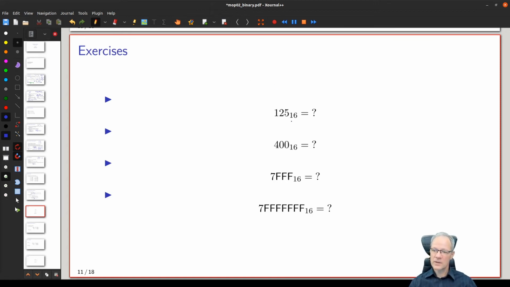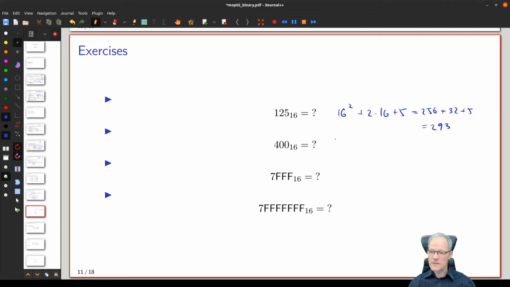Okay, so 125 in hexadecimal. How would we convert that? One way would be to go 16 to the power 2 plus 2 times 16 plus 5, which is 256 plus 32 plus 5, which is 288 plus 5, which is 293. That's what I'm getting. Seems like you are having the same answer here.